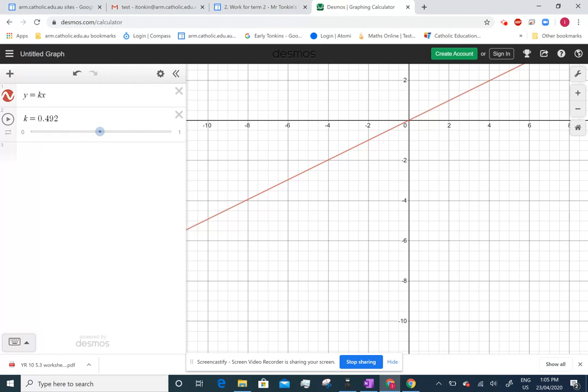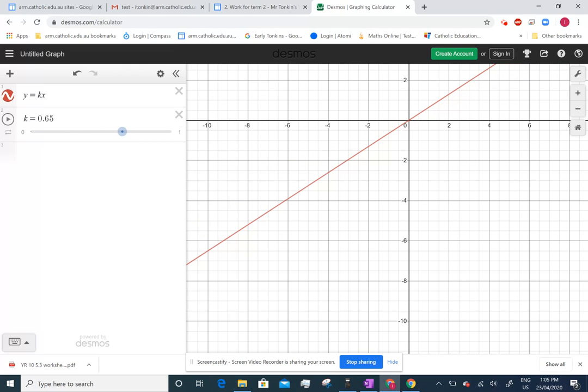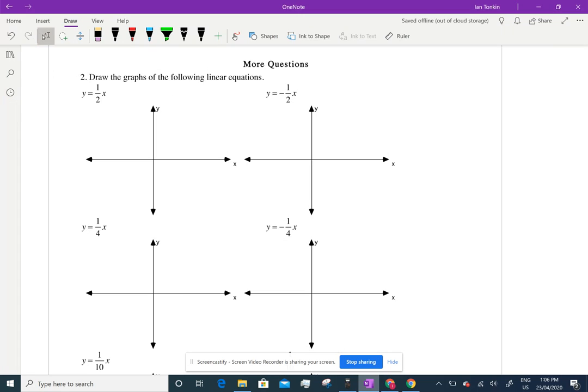What's that? That's pretty close to a half. Okay, let's let it go a bit further. That's pretty close to 3/10. 0.3, 3/10. So if I stop it, there's 1/10, 0.1. So let's go back and have a look now.